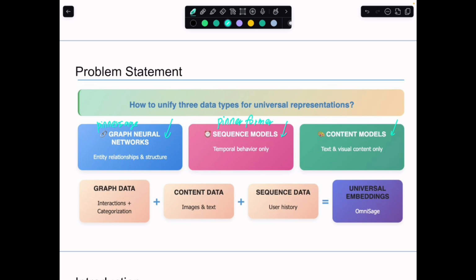These three different modeling techniques use different training data preprocessing. For example, the graph neural network method usually needs the graph neighbors as input data. For Pinterformer-style sequence models, you need to process your data in a sequential way. And content models need pixels and text tokens. So essentially, OmniSage wants to leverage these different data types and training techniques to provide a universal embedding for pins and boards.